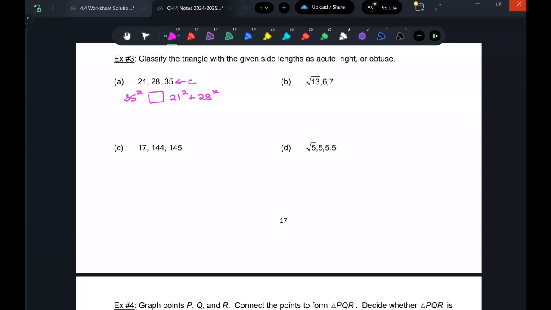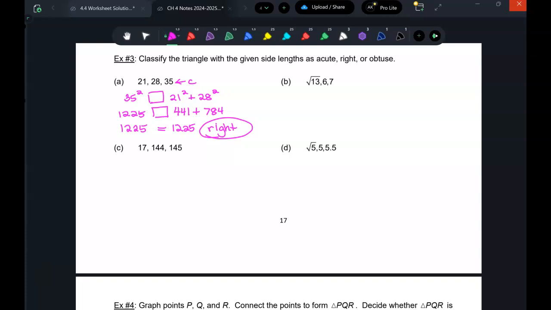Here, 441 plus 784. And what did we get for 35 squared? 1,225. So 1,225 compared to 441 plus 784. They're equal, so that makes it a right angle.